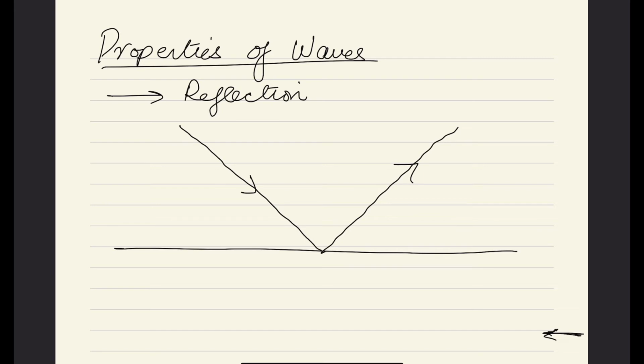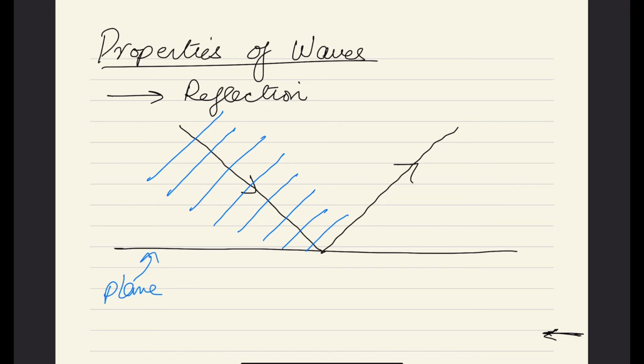So I'm going to draw the wave fronts for the water waves. So these are the wave fronts of the water waves. So they are hitting this water surface, this plane surface, and bouncing back. Look at this. So this plane surface has just changed the direction of the water wave. So this is the reflection.